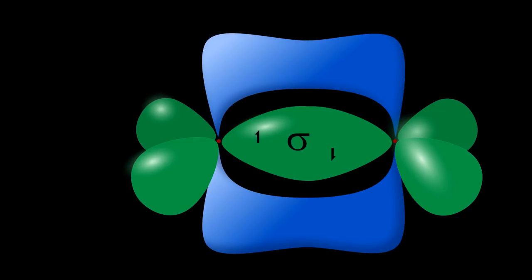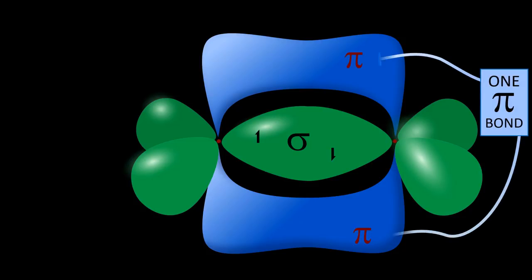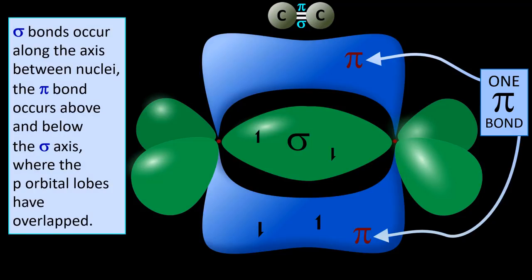The top and bottom lobes of the 2p orbitals overlap above and below the axis of the sigma bond, forming a single pi bond, the space in which the now paired electrons move around. The ball and stick model shows this double bond with 2 dashes. To summarize, sigma bonds occur along the axis between nuclei. The pi bond occurs above and below the sigma axis, where the p orbital lobes have overlapped.